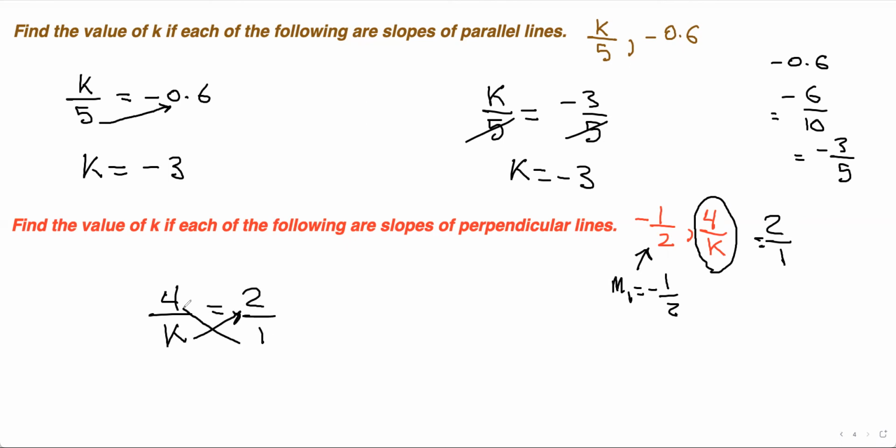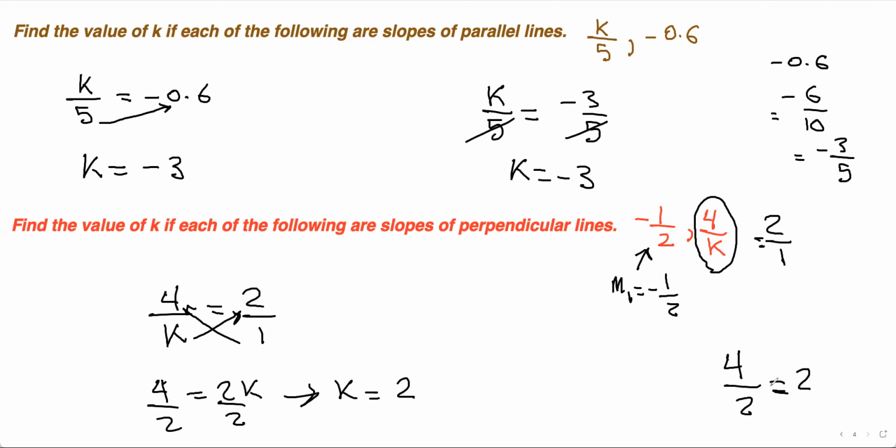So there, you end up with 4 times 1, which is 4 equals 2k. And now divide both sides by 2. Therefore, k equals 2. If you want to test that, 4 over k, so 4 over 2, gives you 2 over 1, or 2. So that's exactly what makes this slope the negative reciprocal of that. So if you make k 2, then 4 divided by 2 gives you 2, which is exactly the negative reciprocal of that. Okay, I think I'm going to leave it at this.